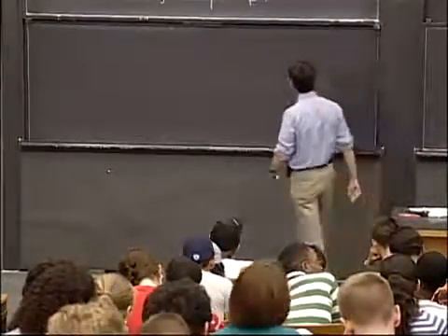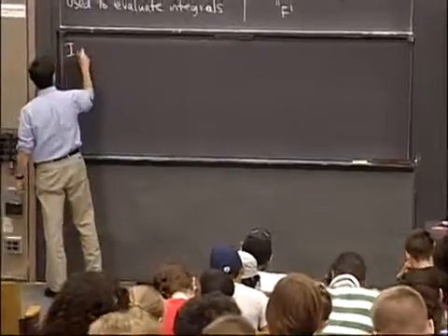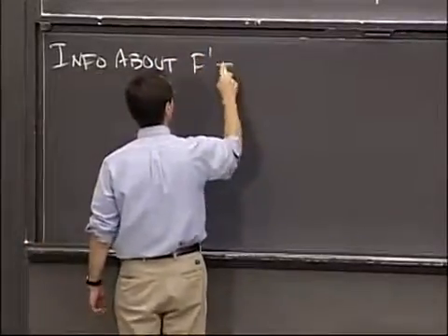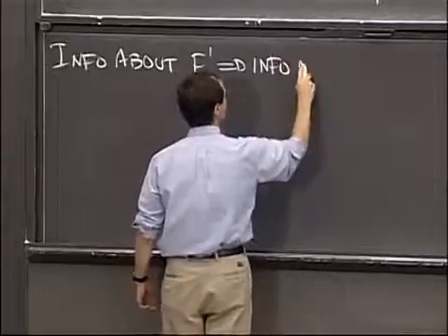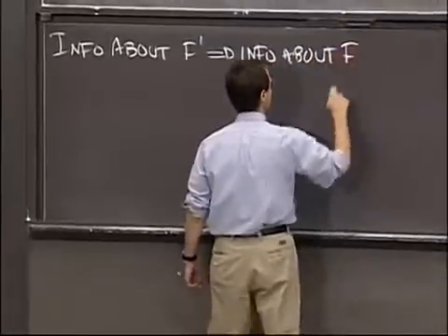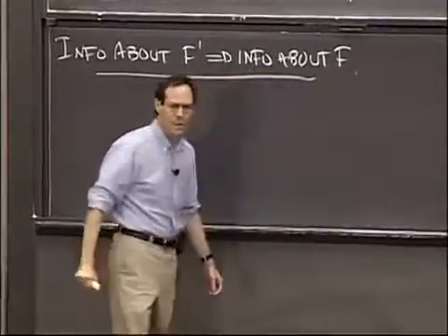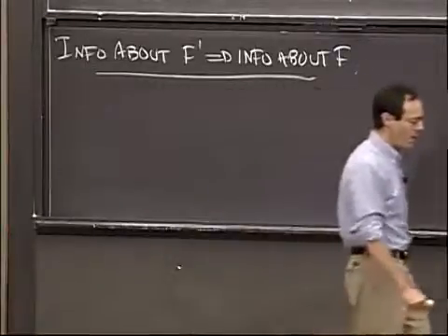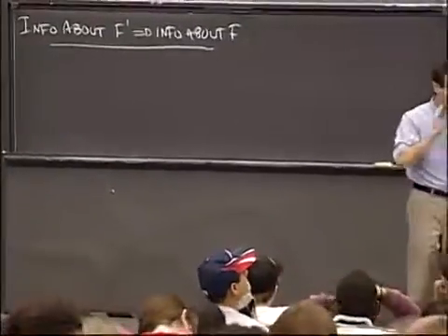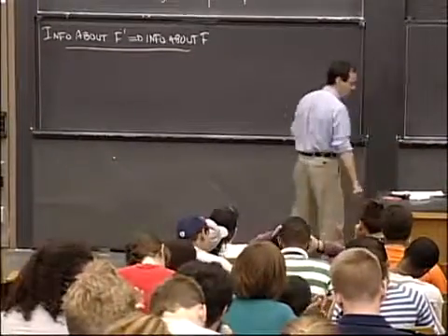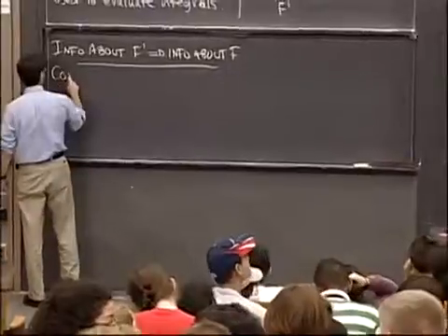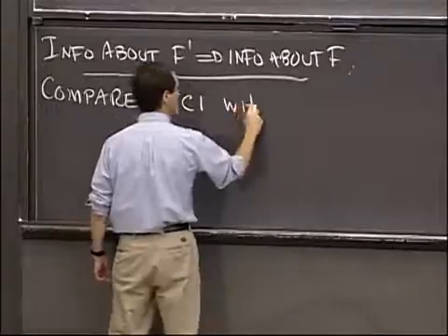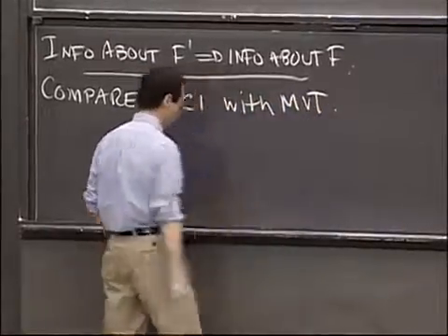So information about f prime gives us information about F. Now, since there were questions about the mean value theorem, I'm going to illustrate this first by making a comparison between the fundamental theorem of calculus and the mean value theorem. So we're going to compare this fundamental theorem of calculus with what we call the mean value theorem.